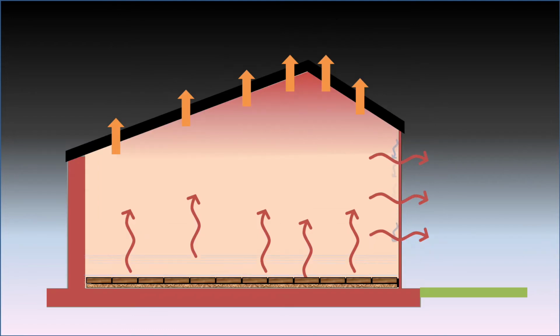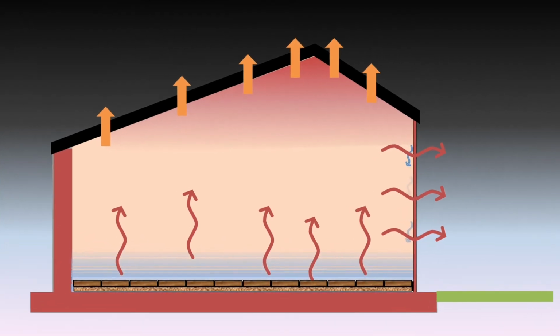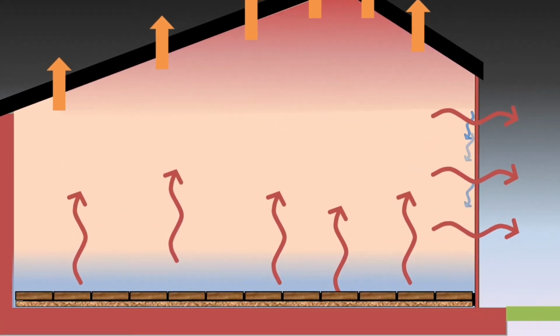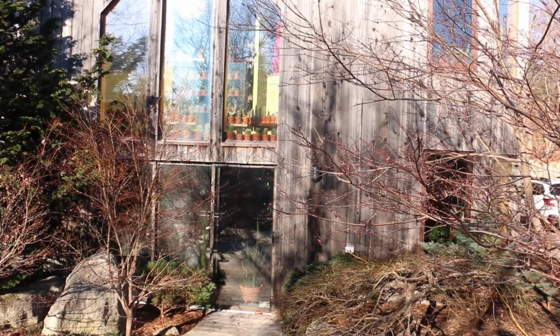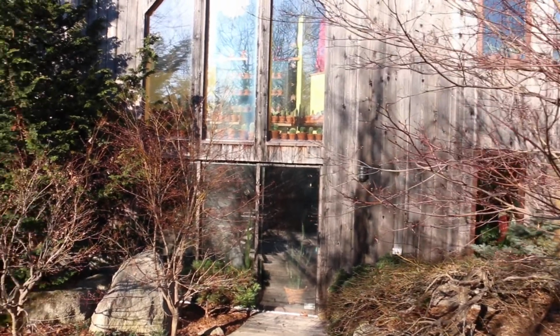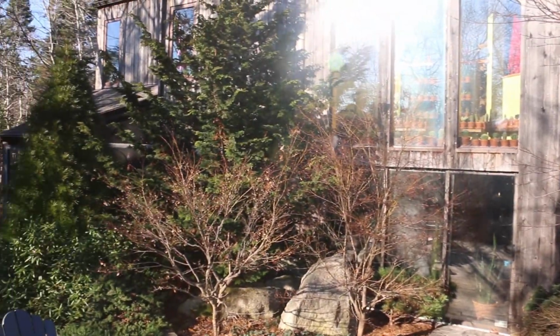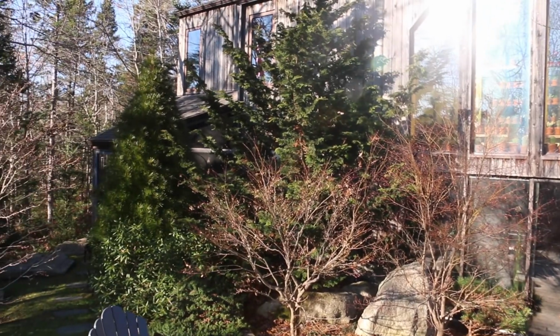When there is a cooling condition, such as when there is no sun, you will get a concentration of cooler air on the floor. Again, temperature stratification. Adding more glazing area increases both heating and cooling, and heat stratification.